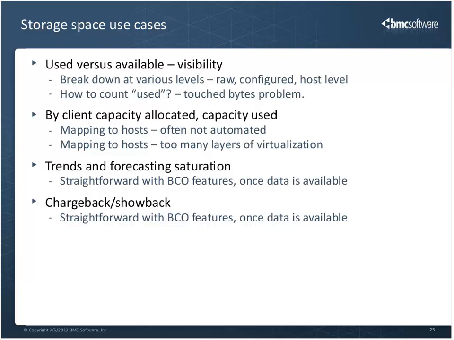The second kind of storage space use case is I want to see by client capacity allocated and used. We already talked about what used means, but there's another more basic problem here, which is the mapping to the host is often not automated. Meaning to say that if I take a whole bunch of logical disks and I expose them to many, many hosts, then how do I find out from the array which disks are being exposed to which host? This is not something that's standardized. So you can write an API to extract data from this kind of array, but you still have to write new code when it comes to another array.